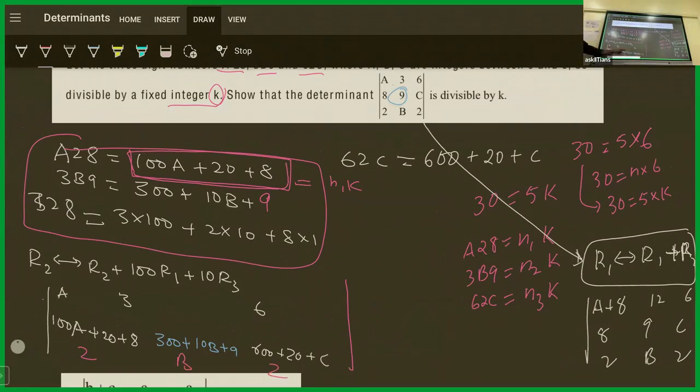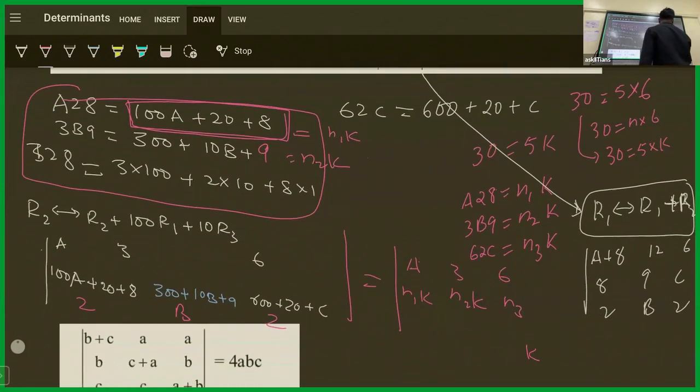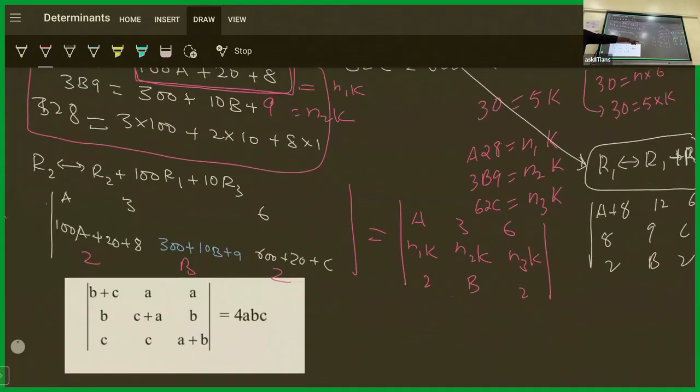In row 2, this whole thing, 100 plus 20 plus 8, is here. Yes. And this is what? A to 8, right? And A to 8 is equal to N1K. So we can replace this whole thing with N1K. So this is the element of C, A3, 6, N1K. And similarly the second element is N2K, and this is N3K, and same 2b2. अब तो सब कर सकते हैं ना इसको, we can solve it, right?